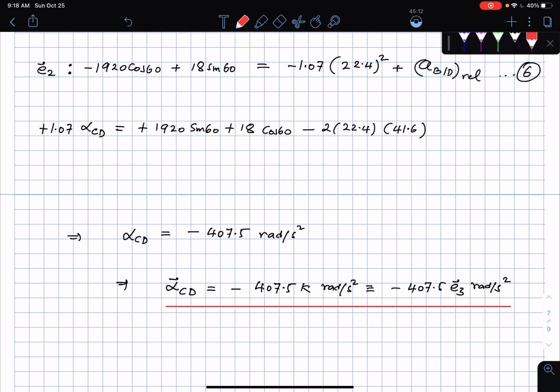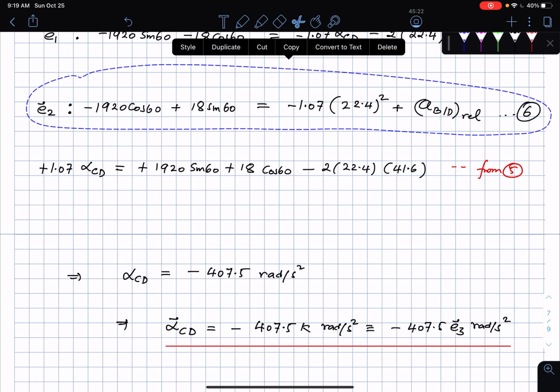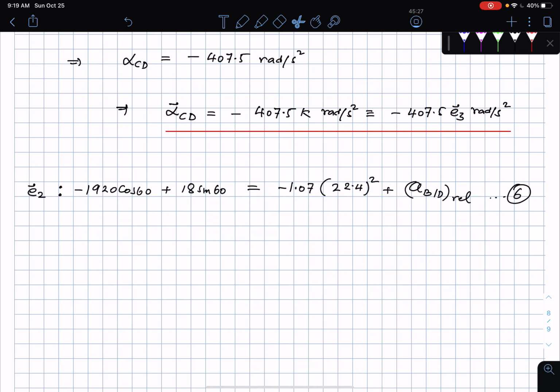Then I can take stuff from equation 6. So this is from equation 5 here. Then I take equation 6, this big guy, just copy that and bring it down here. From there, what do I see? AB/D relative. So this is 18 sine 60, minus 1920 cosine 60, and then it's going to be plus 1.07 times 22.4 square.